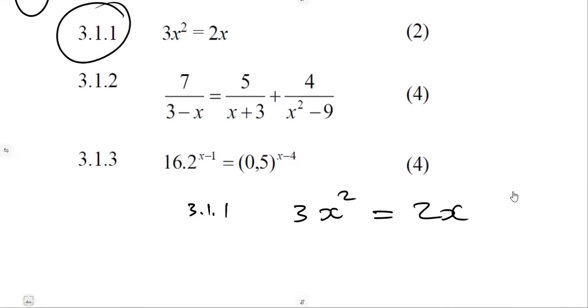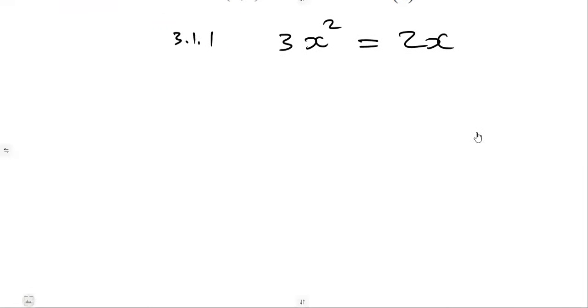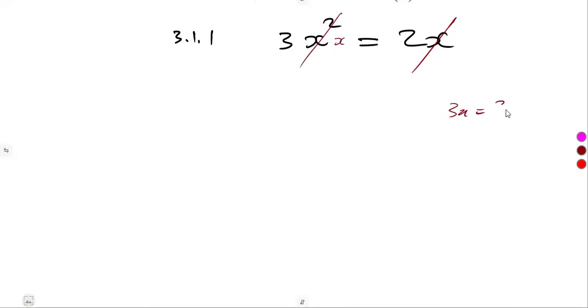Never make a mistake when solving these equations to say, I have x and x, so I can simply cancel x into x, then this one, x into x, it will be 3x is equal to 2. Then divide by 3. Never make a mistake like that.